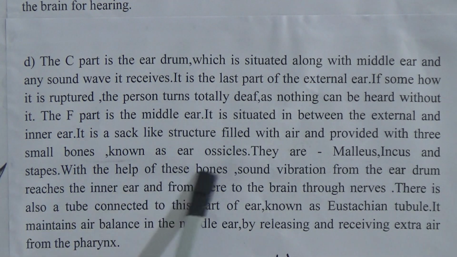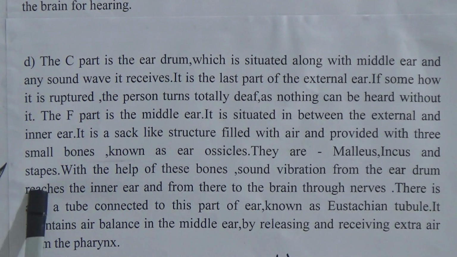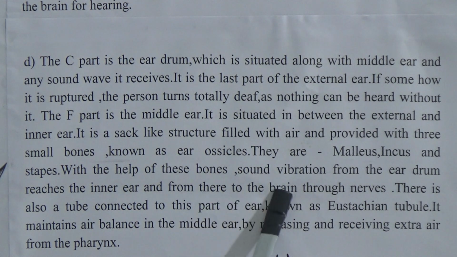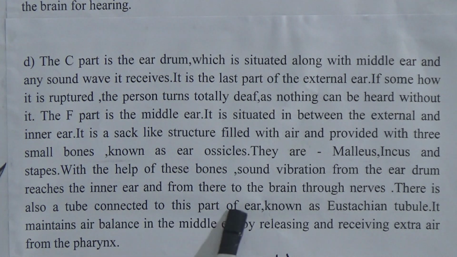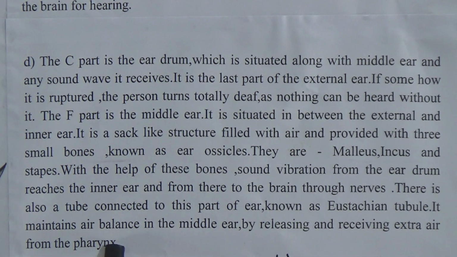With the help of these bones, sound vibration from the eardrum reaches the inner ear and from there to the brain through nerves. There is also a tube connected to this part of the ear known as the Eustachian tube. It maintains ear balance in the middle ear by releasing and receiving extra air from the pharynx.